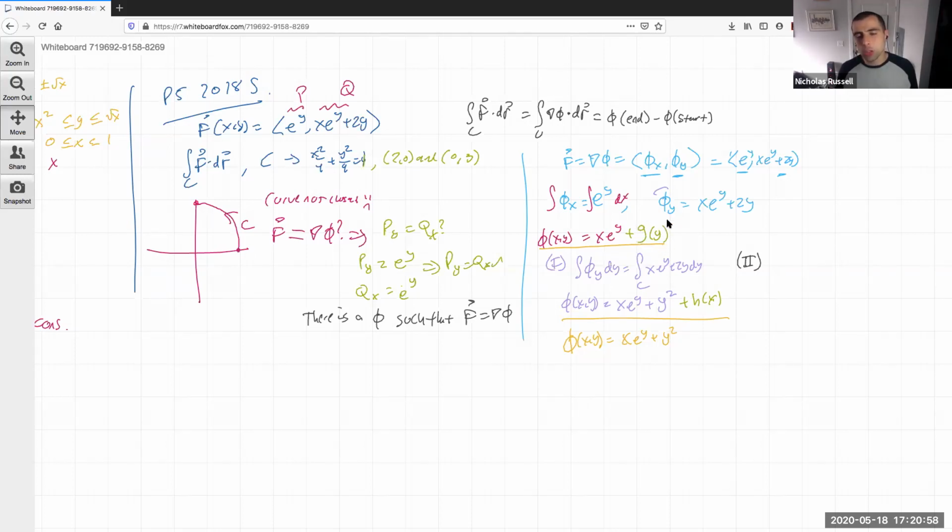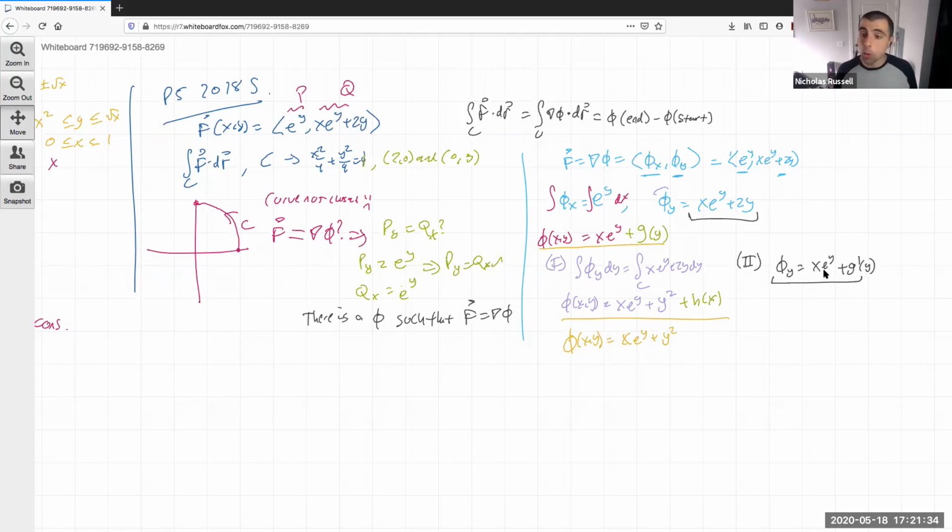I want to search for this g of y. In order to do that, I know I have this other piece of information, which is that the derivative of this function must be equal to this. So what I could do is take the derivative of my now incomplete potential function here. If I do this, I would get x e to the y plus g prime, sorry, plus g prime of y. And now I know that this function and this function must be the same.